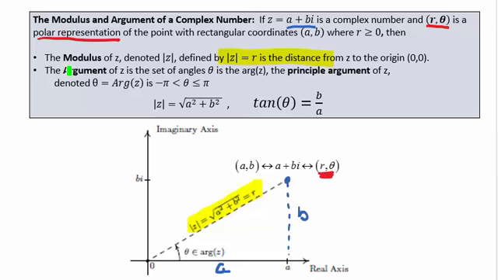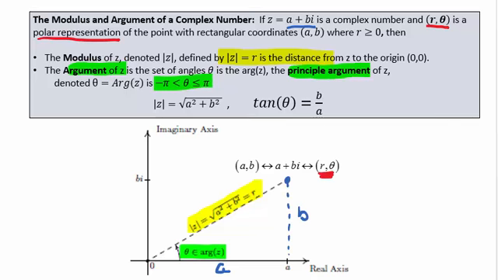And the argument of z is going to be the set of all the angles that describe that rotation. We'll usually be interested in the principal argument of z, which will be an angle between -pi and pi. To find the angle theta, we'll note that for a right triangle with sides a and b that are known, the tangent of theta will always be that opposite side over the adjacent side.